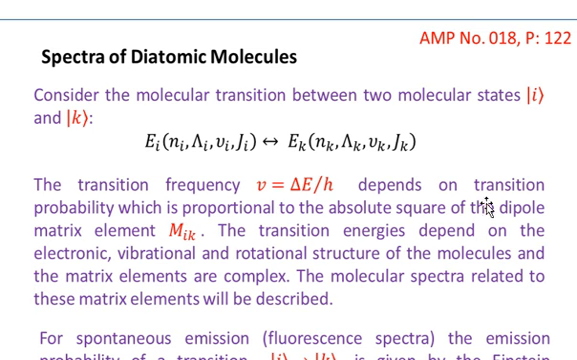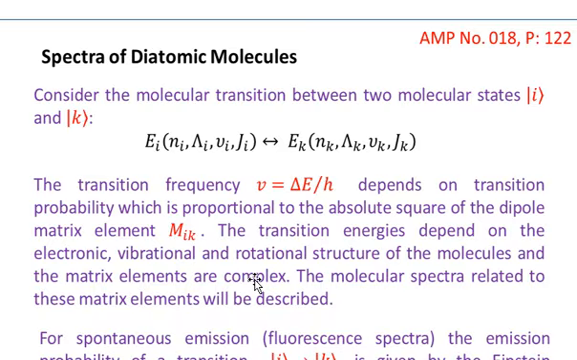This depends on the transition probability, which is proportional to the absolute square of the dipole matrix elements. So you see that the transition probability will depend upon the square of the dipole matrix element, which is Mik, that is, the absolute square of Mik. The transition energies depend on the electronic, vibrational, and rotational structure of the molecules, and the matrix elements are complex.